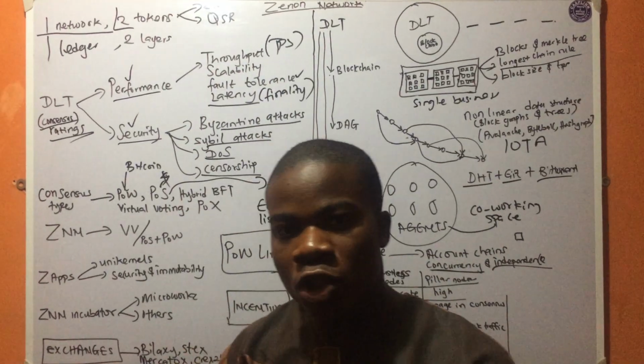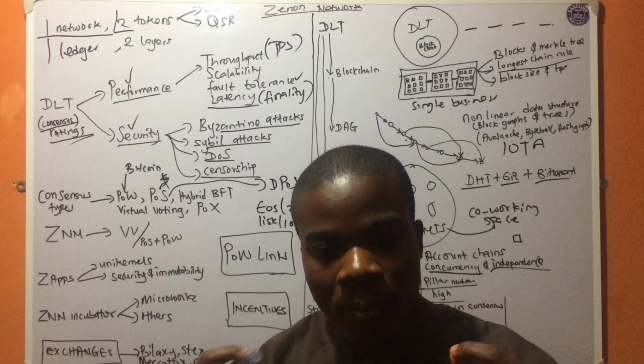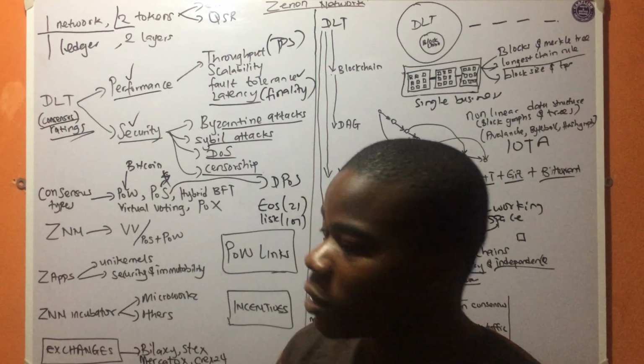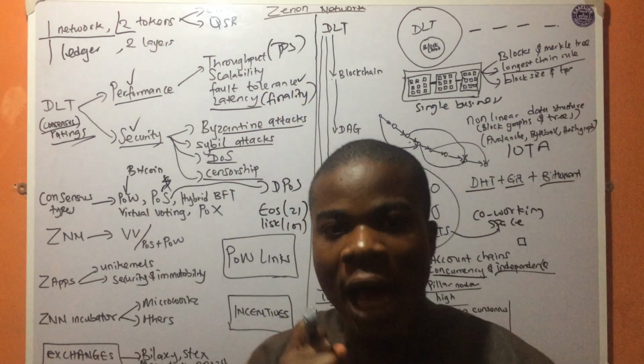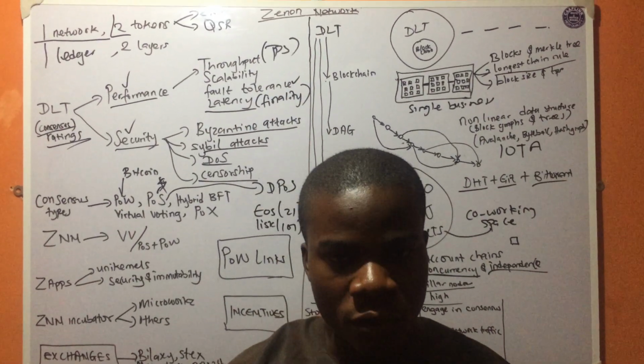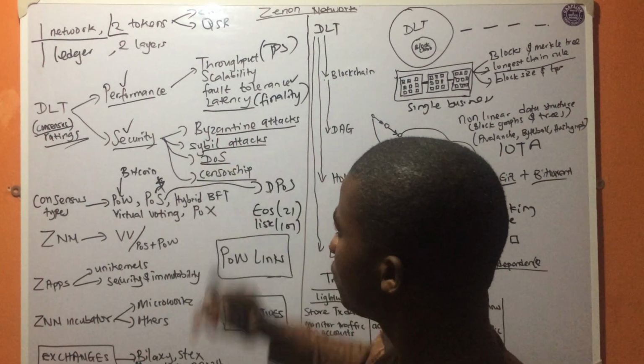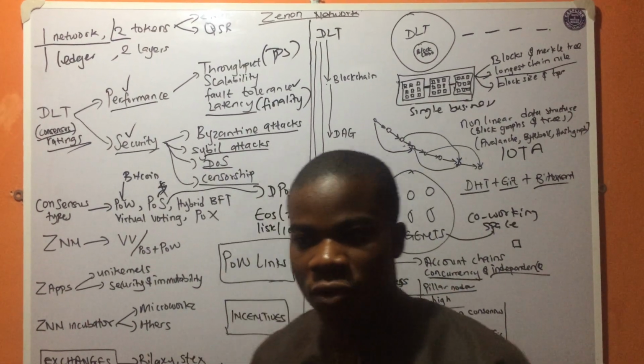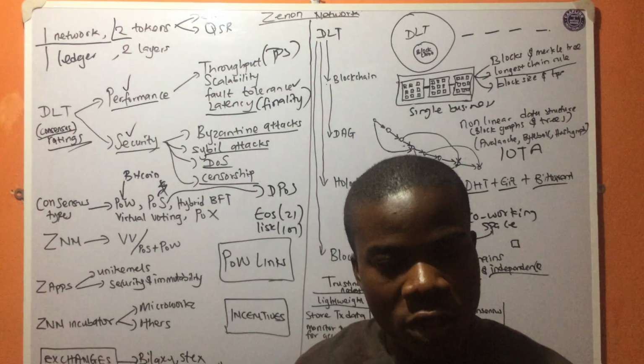Can the network continue to be functional in the midst of adversary or fault? We talk about fault tolerance. How long does it take to confirm a transaction? We talk about finality or latency. For security, it's not just enough that the network can perform very well. How secure is the network?